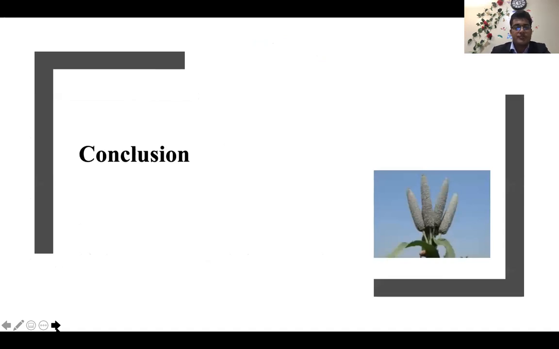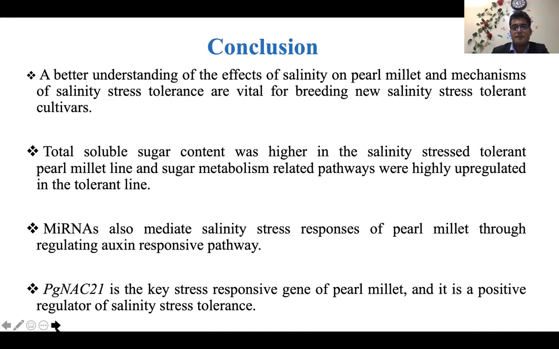So finally, the conclusion from all three of our studies. Understanding the effect of salinity stress on pearl millet and its mechanism of salinity stress tolerance is vital for breeding new salinity stress tolerant cultivars. Based on our RNA sequencing study, we found that the total soluble sugar content was higher in salinity stress tolerant pearl millet lines, and sugar metabolism related pathways were highly upregulated in the tolerant line. So we think that sugar is the key. The higher the sugar, the higher the salinity stress tolerance in pearl millet.